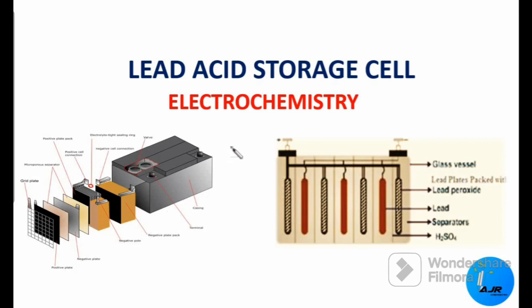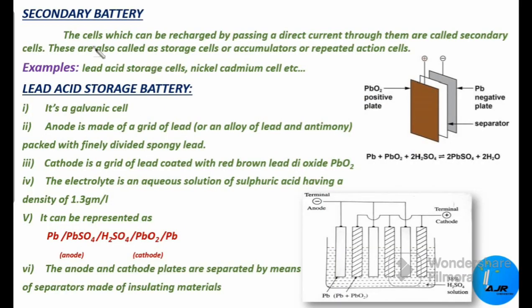Today we are going to see an important secondary cell, that is a lead acid storage cell. First we shall see what are secondary cells. The cells which can be recharged by passing a direct current through them are called secondary cells. So after every use they can be recharged and thus can be used again and again.